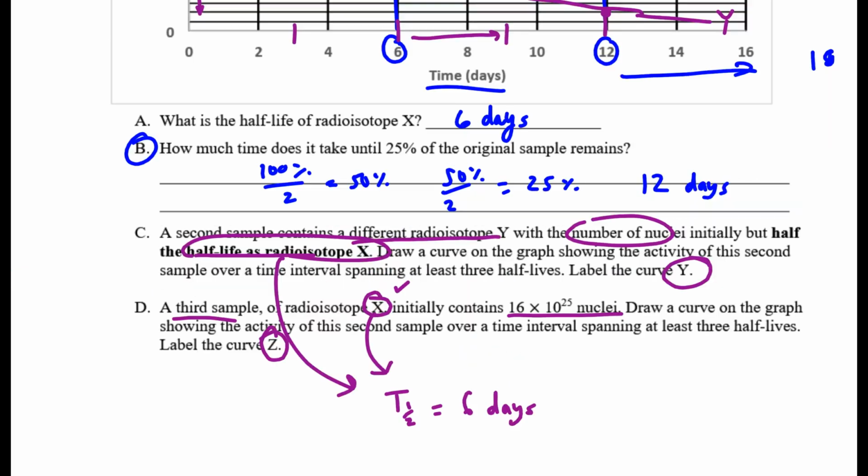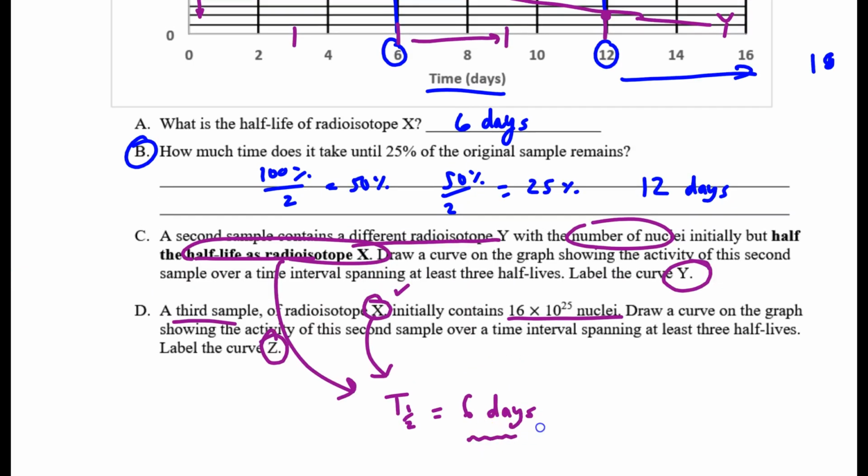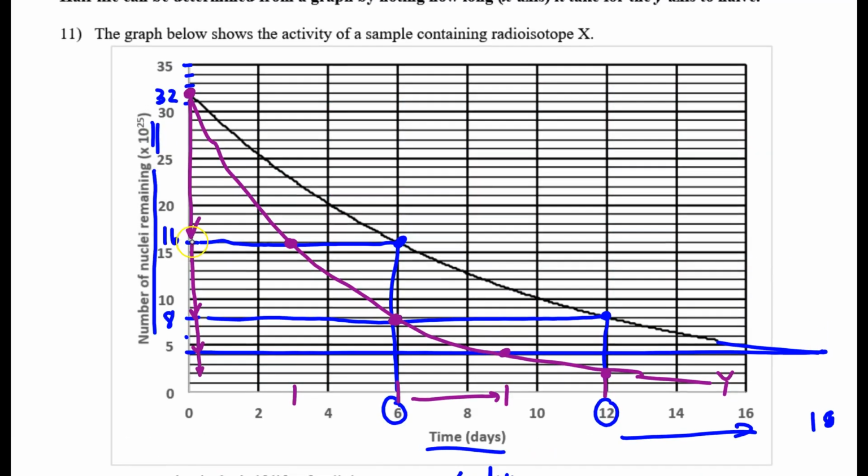Maybe it's radium or something, although not radium because radium's half-life is not 6. But you get the idea. Same half-life, but now, for curve Z, we start here. So after 6 days, we cut in half. We're here at 8. After 6 more days, we're at 12, and we've dropped to 4. And so that graph is going to look something like this.